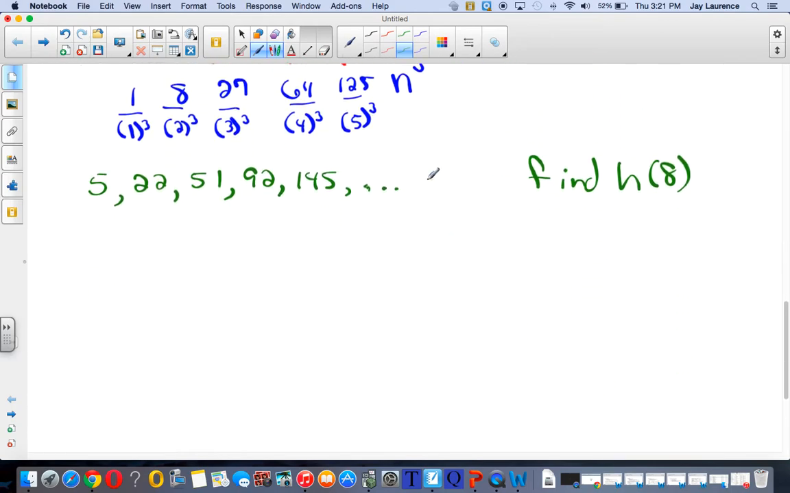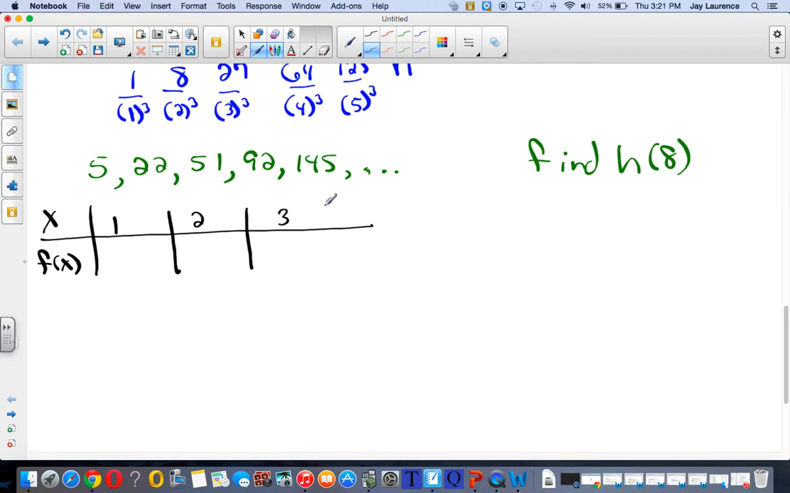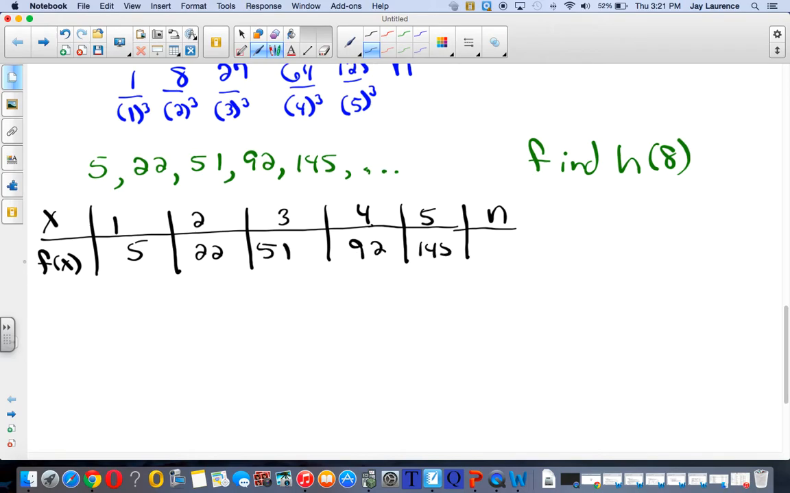All right, how about this one here? Okay, again, please pause the video. Here comes my solution. I'm making my table. I got 1, 2, 3, 4, 5, and then n. And I need 5, 22, 51, 92, 145.